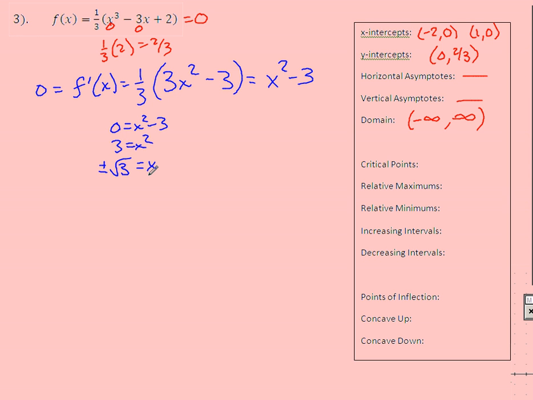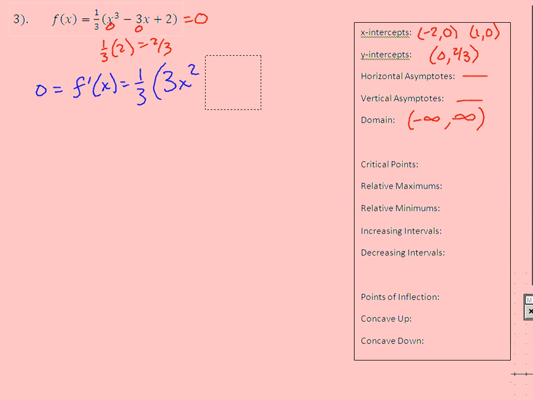To find what those critical points are, see, that's what happens if you go too quickly, you end up messing something up. So let's backtrack for a minute here. Okay? It was 3x squared minus 3. When I pull out that 1/3, I should have just x squared minus 1.